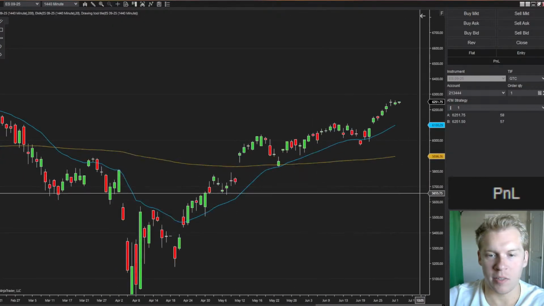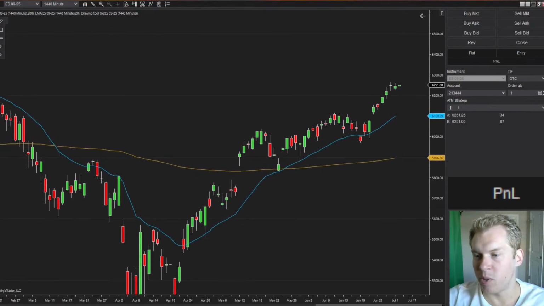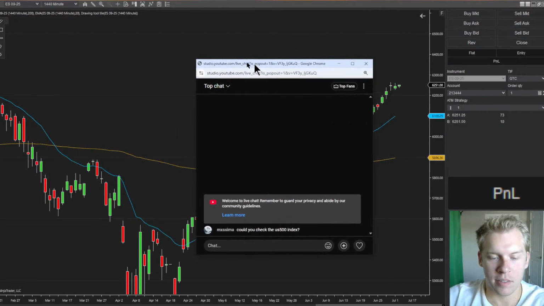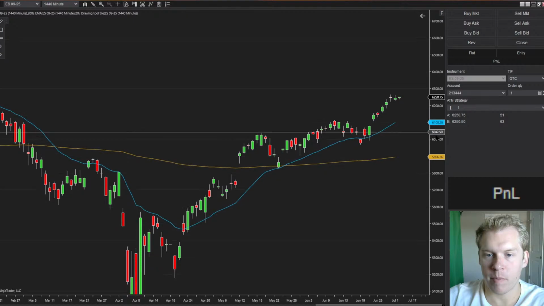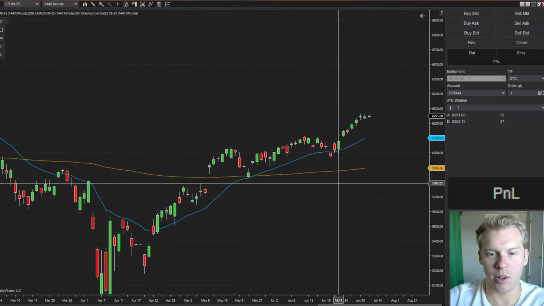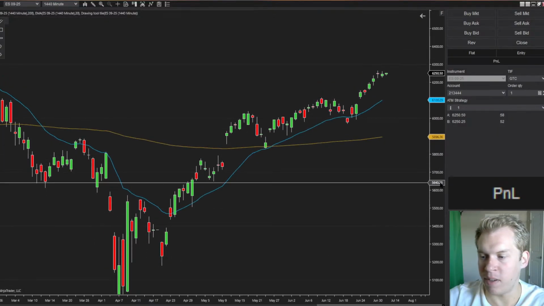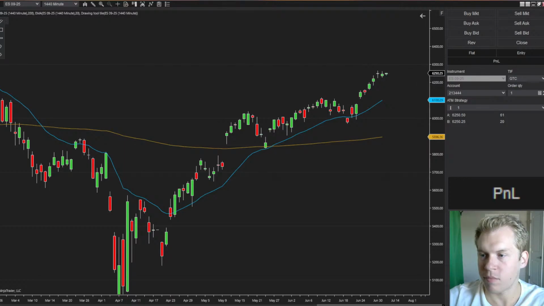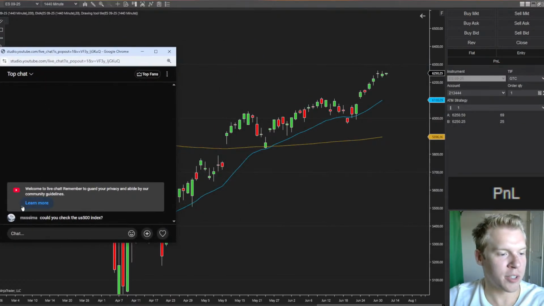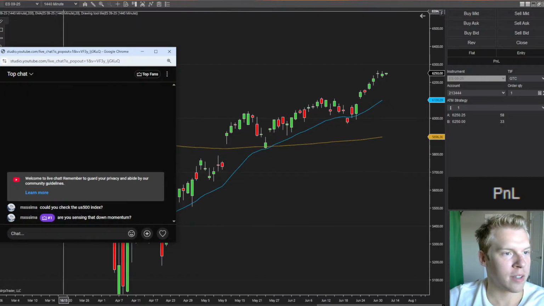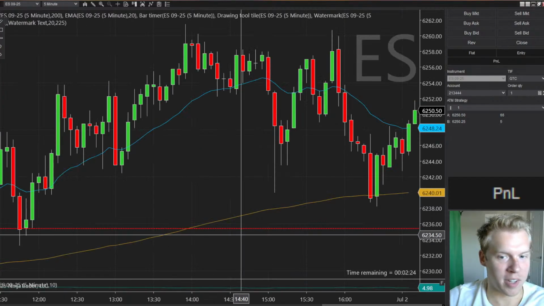For the daily chart for the E-mini, I'm not sure when you had started watching, but earlier I was going through the analysis on the daily chart for the S&P 500 E-mini. This is what I look at most. So let's pull up the 5 minute.